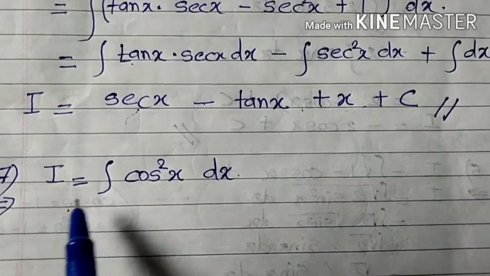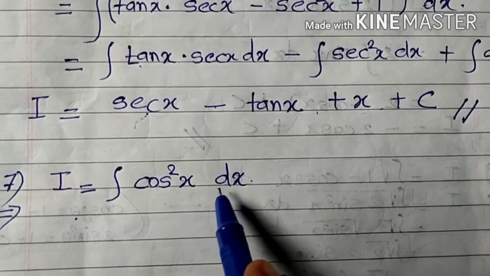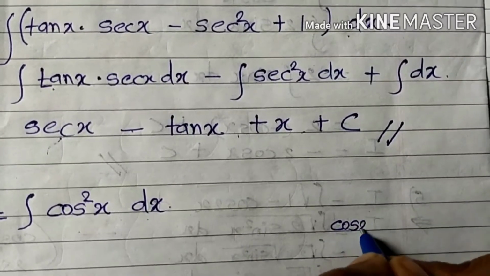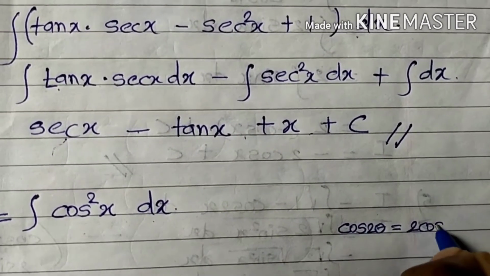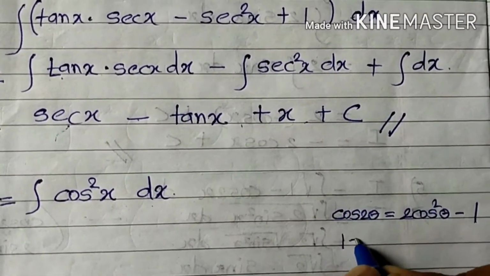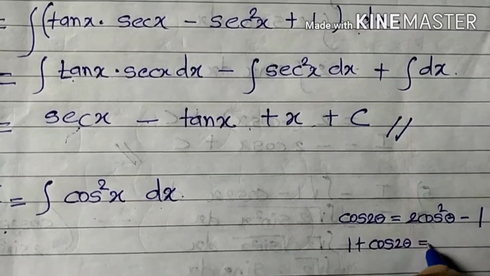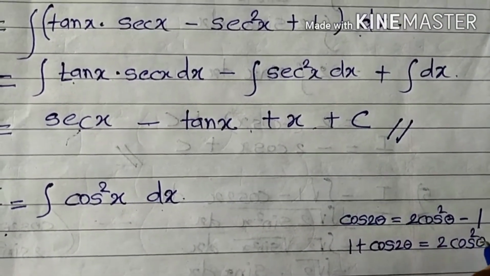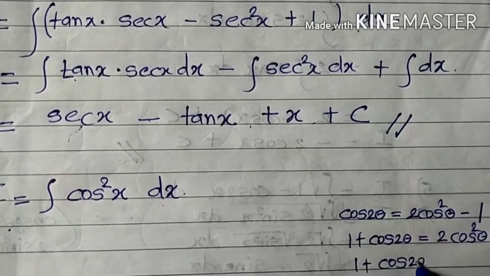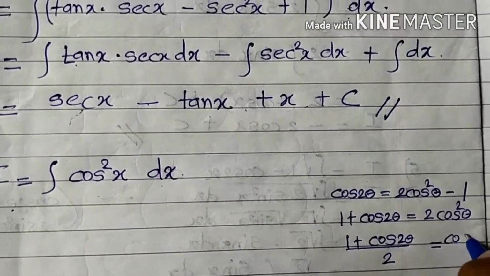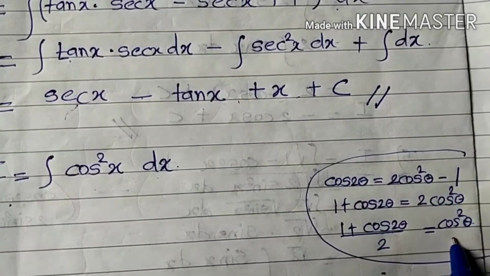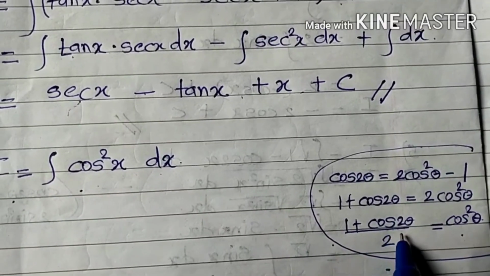Now the next example is I is equal to the integration of cos square x dx. We know the double angle formula, cos 2 theta is equal to 2 cos square theta minus 1. So 1 plus cos 2 theta is equal to 2 cos square theta. This 1 goes to this side. So 1 plus cos 2 theta upon 2 is equal to cos square theta. Using this, cos square theta is 1 plus cos 2 theta upon 2.